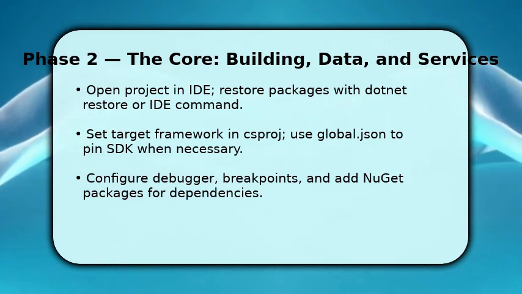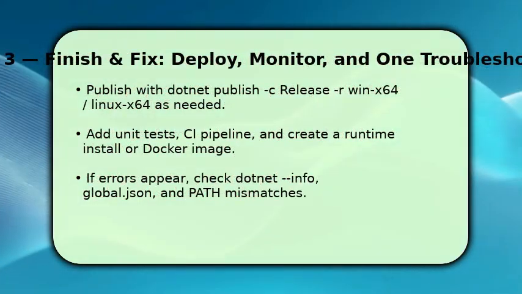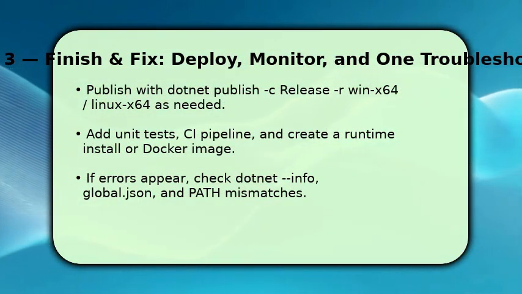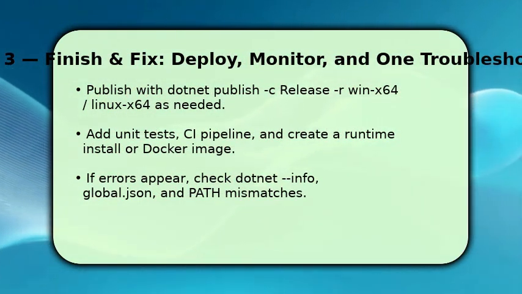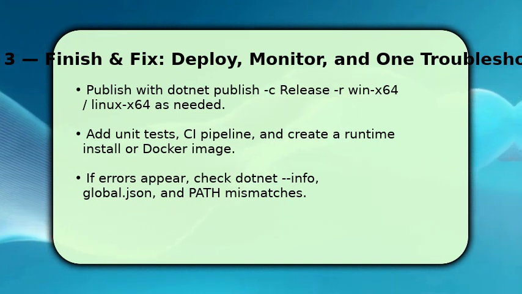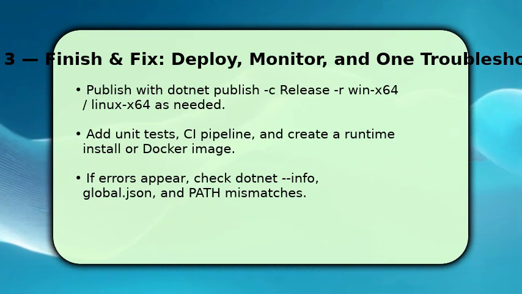To finish, publish a release build, dotnet publish -c Release -r runtime, or create a Docker image for portability. Make sure to add unit tests and a simple CI pipeline so builds stay green. If deployment targets require only a runtime, produce a framework-dependent deployment.